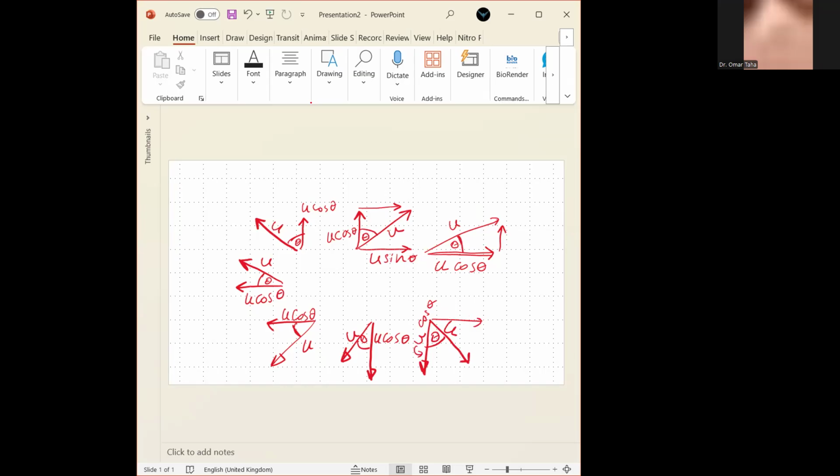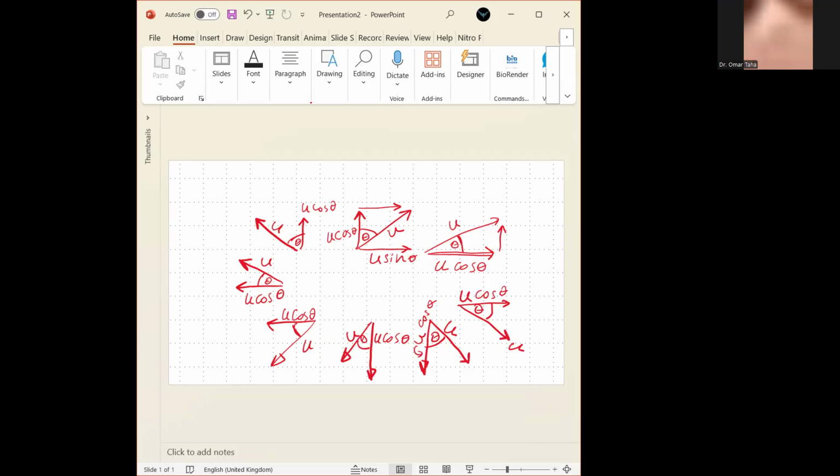All right, let's remove it for now. One last possibility: if we have this u going like this, this is a component of u, and you have the angle over there. Again, this is going to be u cos theta, and the other one over there has to be u sine theta, because there is no angle between it and the main vector that we're talking about.